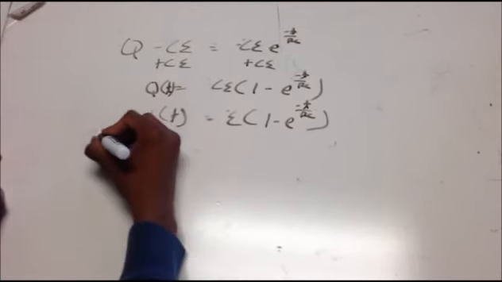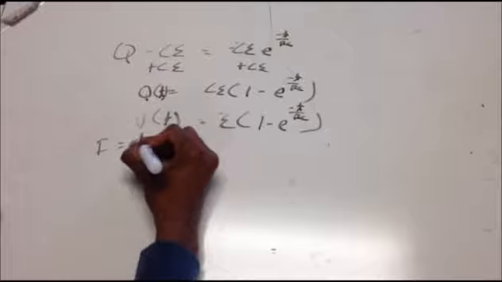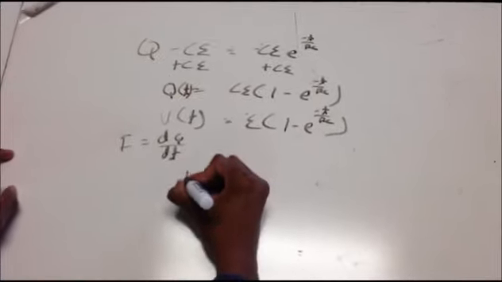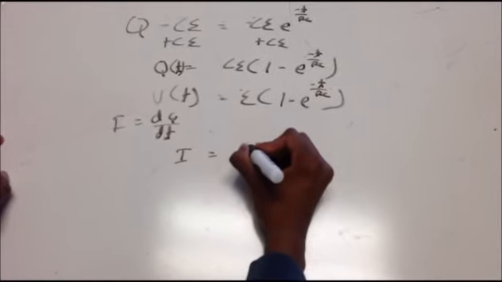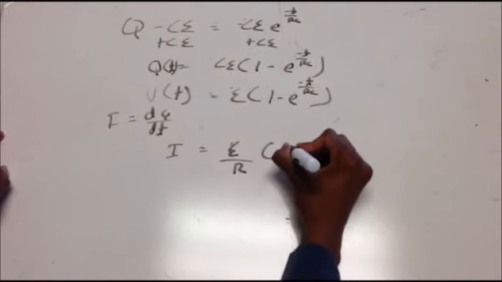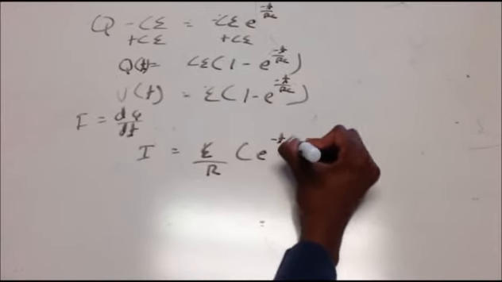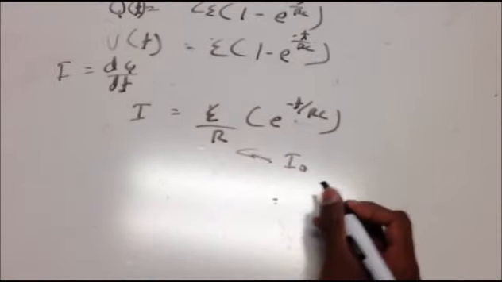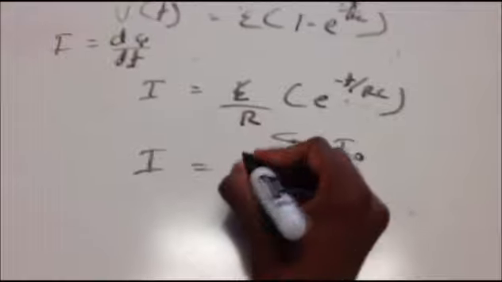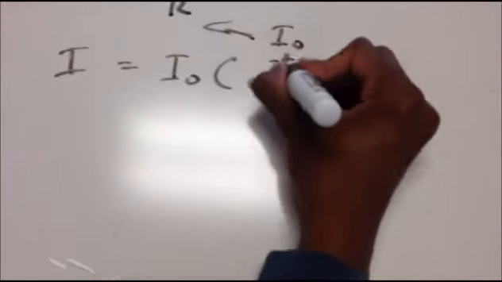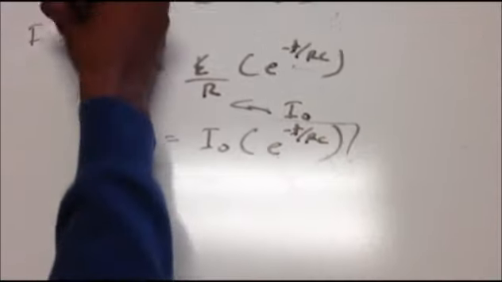We can also solve for I. We know that I equals dq/dt. So if we take the derivative of this first expression with respect to t, we end up with I equals E over R times e to the negative t over RC. And this term over here is actually our initial current. So we end up with the current in a capacitor is equal to the initial current times e to the negative t over RC. And these are our charging equations.